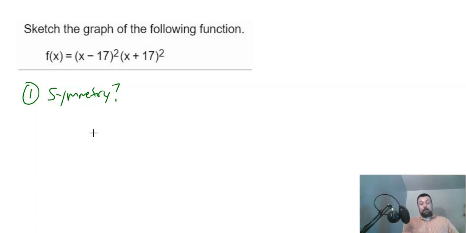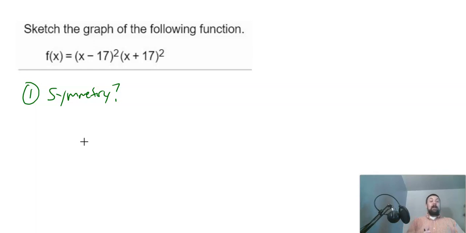And the way we tested for symmetry back in chapter 2 was to pick a number, plug it into the function, and then see the answer that we get, and then plug in the negative of that number, and see what answer we get from that. And if the answers end up being the same, whether I plug in the positive or the negative of a given number, then that's an indication that it's even. If I get the same answer but opposite sign, that's an indication that the function is odd.